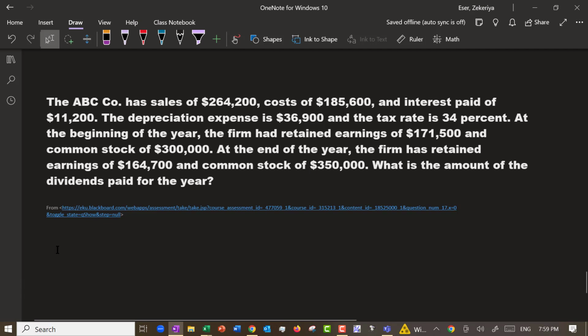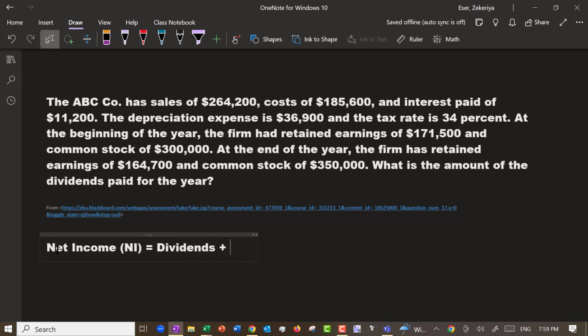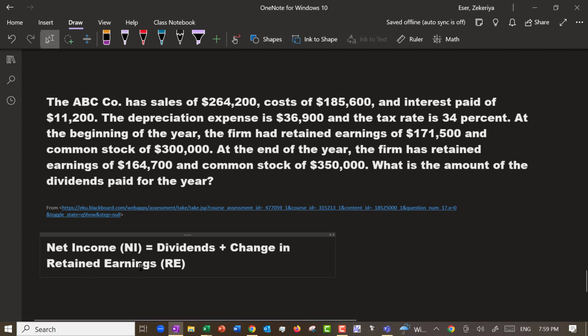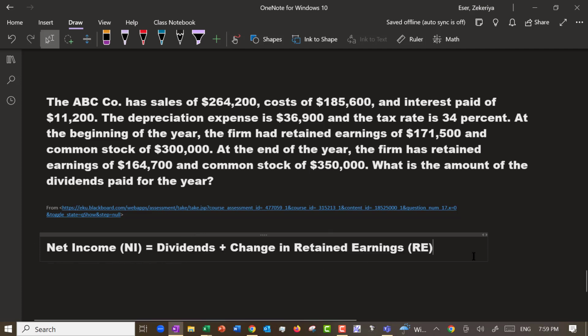So net income, which we're going to shorten to NI, equals dividends paid plus change in retained earnings, or RE. RE is the retained earnings. All right. So if I can figure out net income and change in retained earnings, solving for dividends is not a problem. So let's see how we can figure those out.